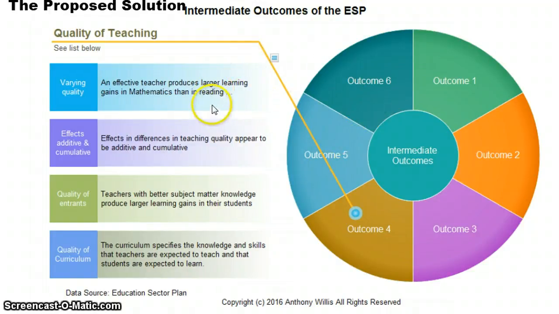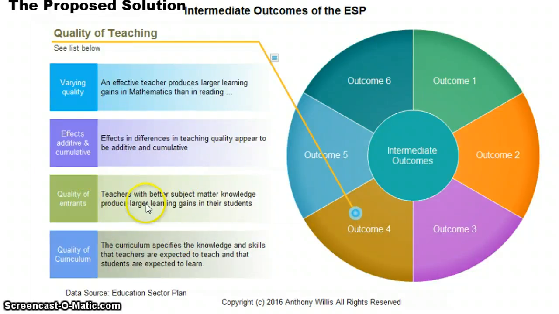So, varying quality. What are the initiatives relating to that? First, an effective teacher produces larger learning gains in mathematics than in reading. The second, effects in differences in teaching quality appear to be additive and cumulative. In other words, as far as I understand, if the teaching quality varies, then the consequences would be additive, it would add on, it would be cumulative, it would mount up, it would stack up, it would pile up. So it's critically important to have good teaching quality as it relates to the core subjects, English, math, science, and social studies, I think.